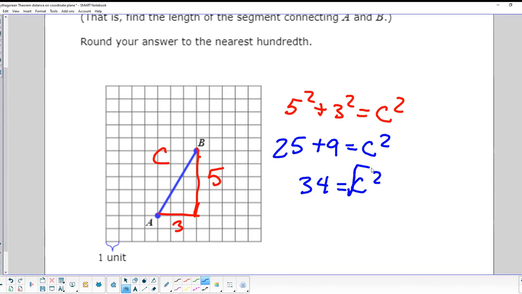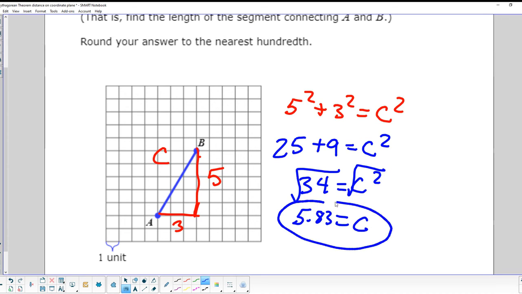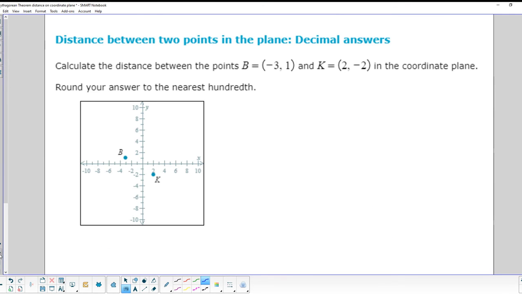And then if we take the square root of both sides, we can find out what it is. So we get c equals the square root of 34. So 34 square root, 5.83. Let's call it 5.83 because we rounded to the nearest hundredth in this case. And whatever problem we're doing, we'll give you the units we want you to round it to if it needs to be rounded. Okay, what about on a problem like this?